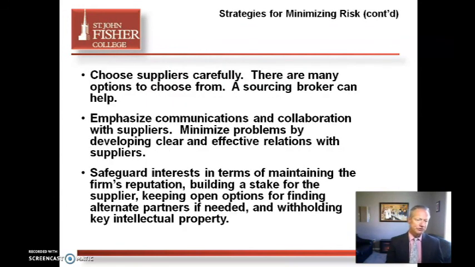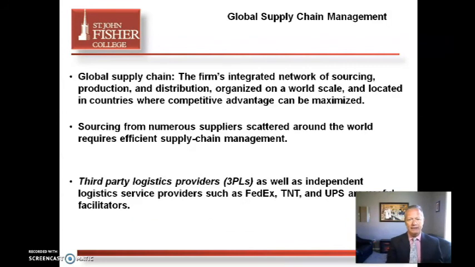More strategies: choose your suppliers carefully. Again, communication and collaboration, not only with suppliers, but with stakeholders, including the community. A lot of times the community gets upset because there's loss of jobs. People need to understand why we're doing that. And really safeguarding the interests of the stakeholders, that's one of the key things. And then managing your supply chain globally. The global supply chain's definition is right there.